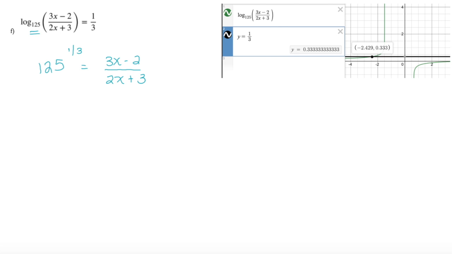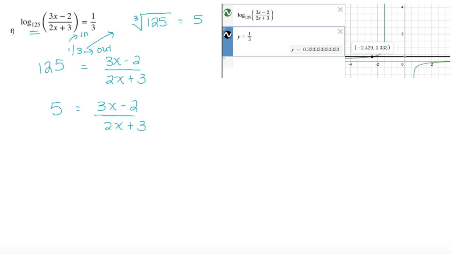I can turn 125 to the 1/3 power into, 1 is on the inside and 3 is on the outside, or the index. This is the same then as the cube root of 125 to the first power. Well, the cube root of 125 is 5. So this is saying 5 is equal to 3x minus 2 over 2x plus 3.